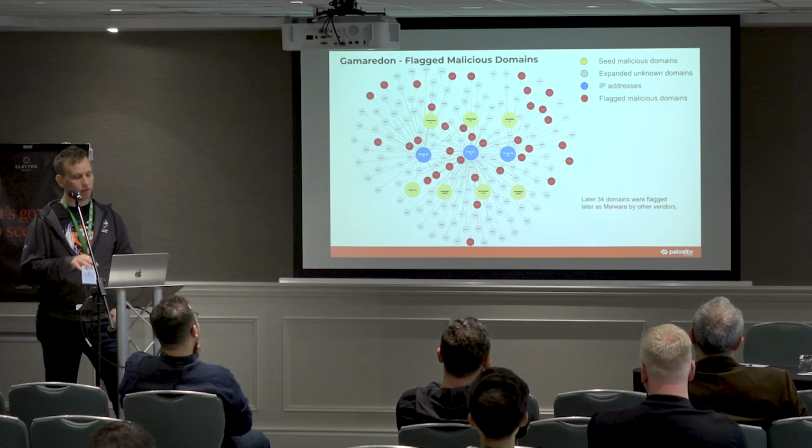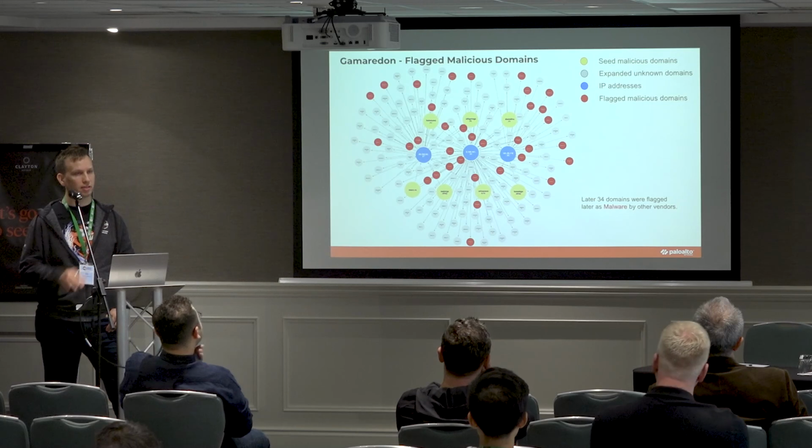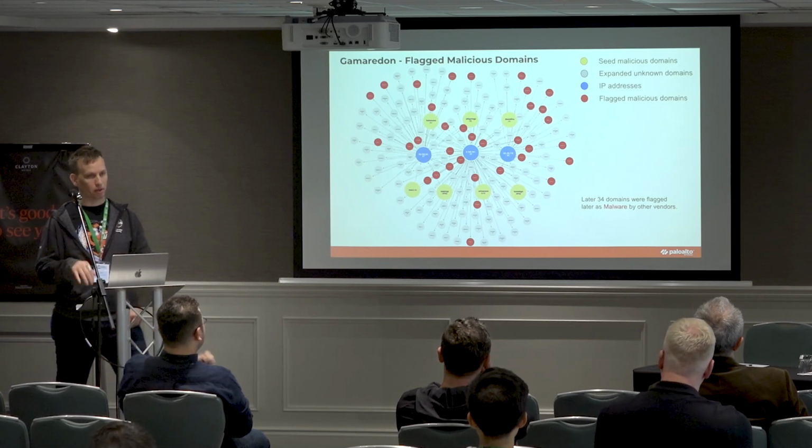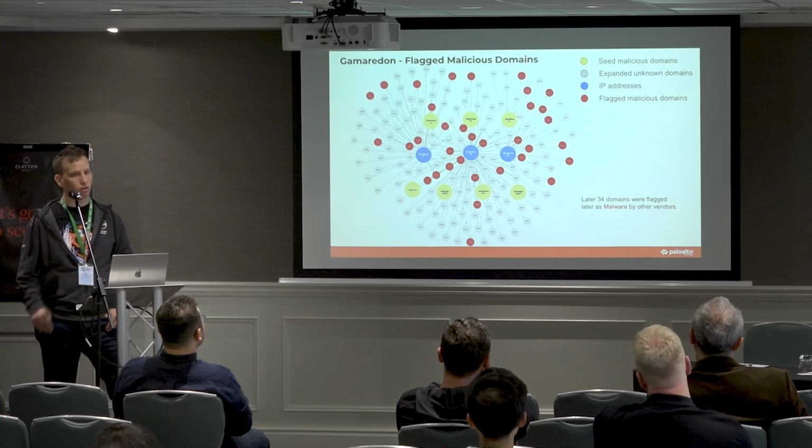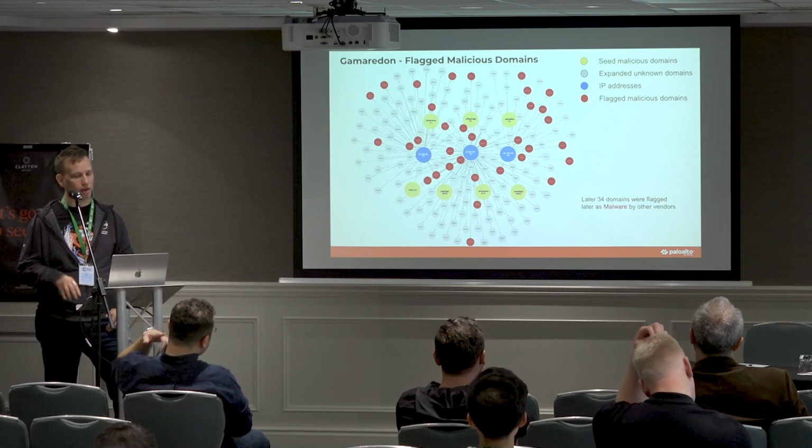Our graph neural network identified 40 of them to be malicious. These are our high confidence detections. And later, 34 were marked as malicious by other vendors.